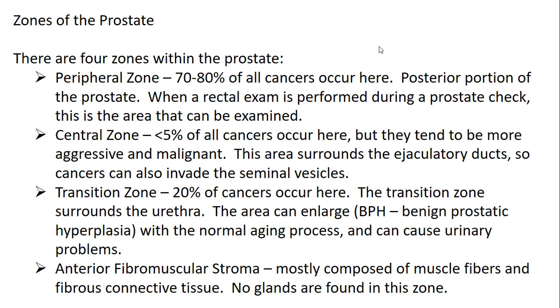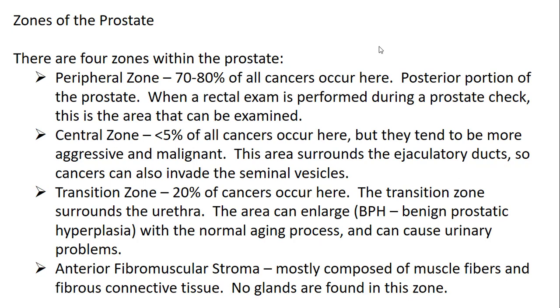The central zone is the area that wraps around the ejaculatory ducts. And so cancers that occur here can spread into the seminal vesicles, and they tend to be a little bit more malignant and also more aggressive. But fewer cancers occur in the central zone, and it's less than 5%.